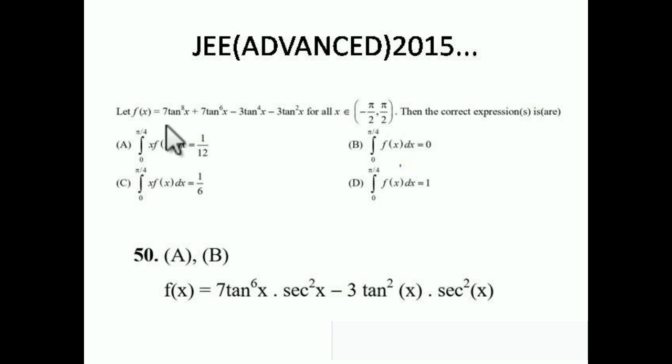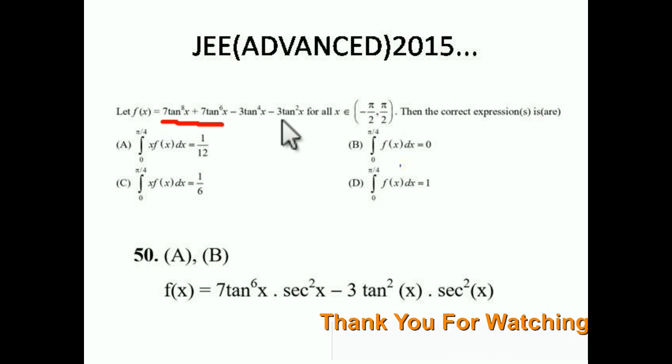Now from these two terms, let's take 7 tan⁶x common. So we are left with 1 plus tan²x, that is sec²x. So 7 tan⁶x into sec²x. Similarly, from these two terms, minus 3 tan²x gets common, and we are left with 1 plus tan²x, that is sec²x.